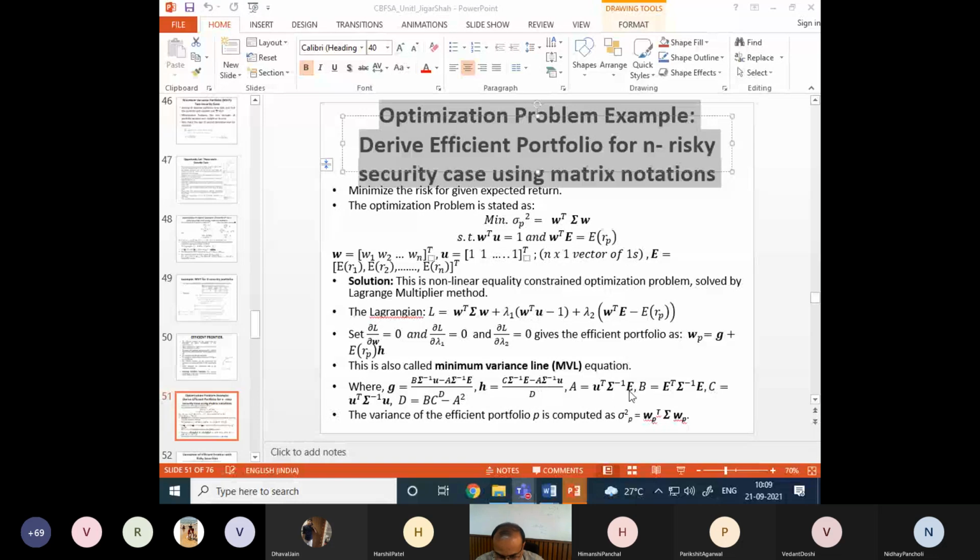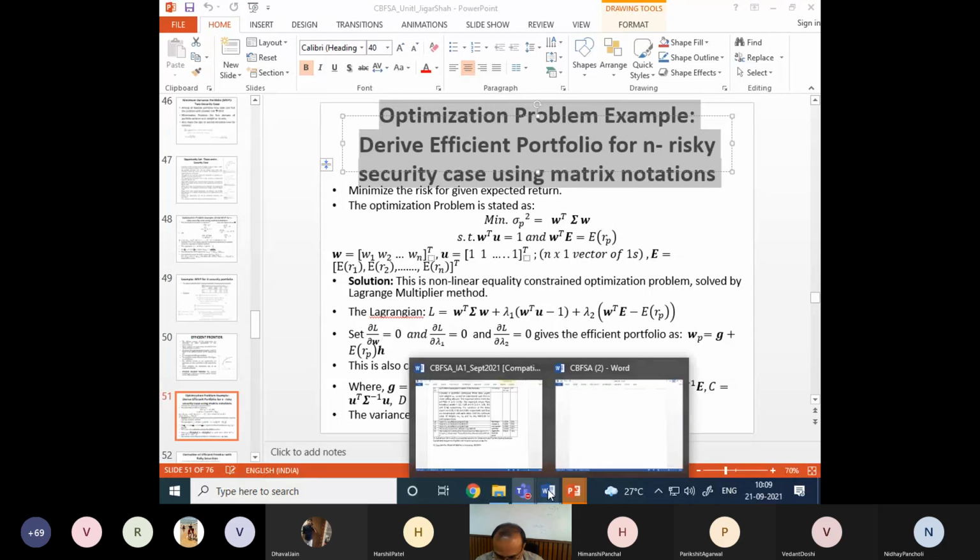So we have to find A, B, C, D, which can be found using U, sigma and E, which are given. So we need only two things, the E vector and the sigma vector. U is already a vector of 1, which we can easily write. From that we can find A, B, C, D, G, H, and then we substitute in G bar and WP bar to find the optimum weight given this E of RP.